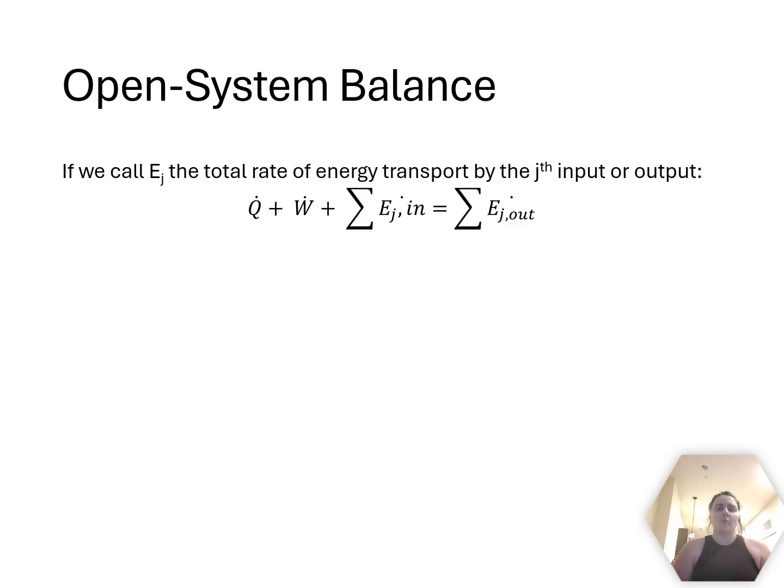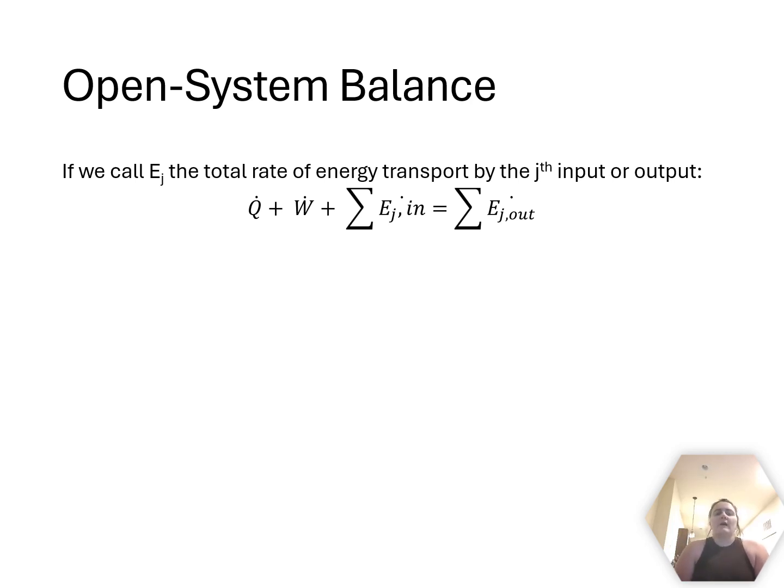So let's start with the open system balance. We are going to define a term E sub j, and all j means is that it's the jth term of the jth input or output. We're going to have many inputs and outputs. So j is representing those numbers that we put on our flow diagram, 1, 2, 3, 4. And we're going to sum all those up when we're looking at inputs, and we're going to sum all those up when we look at outputs. So that's all that means here.